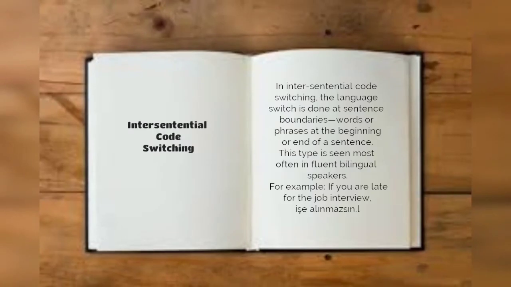Let us first discuss the intersentential code switching. In this form of switching, the language switch is done at the sentence boundaries, with words or phrases at the beginning or end of a sentence. This type is seen most often in fluent bilingual speakers. For example, if you are late for the job interview, is alis mazin.